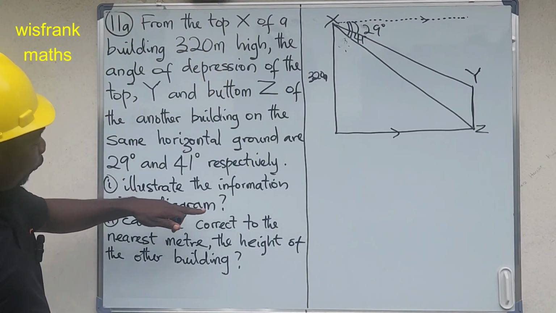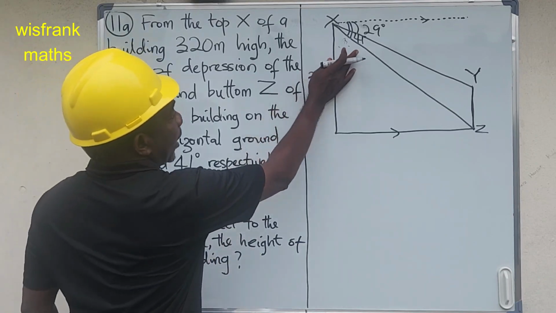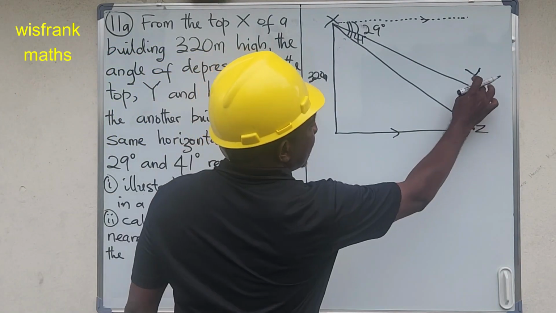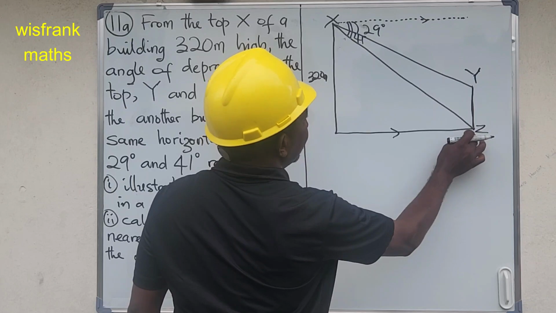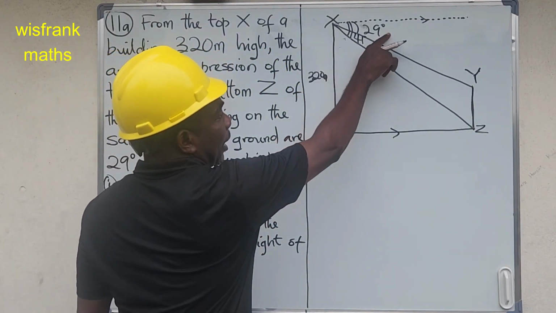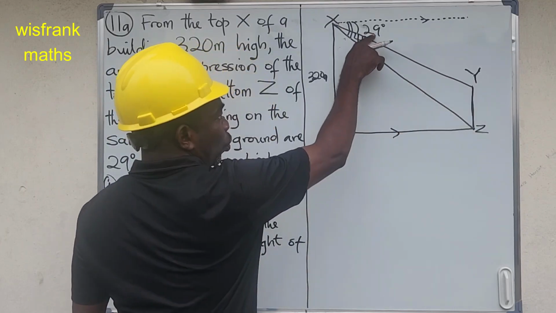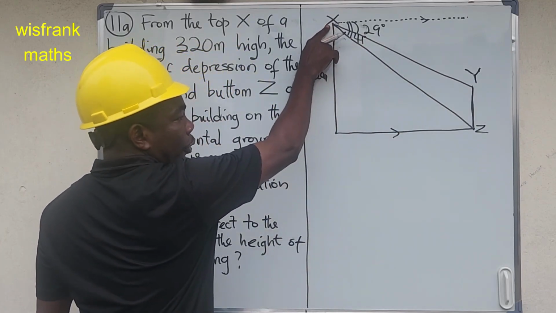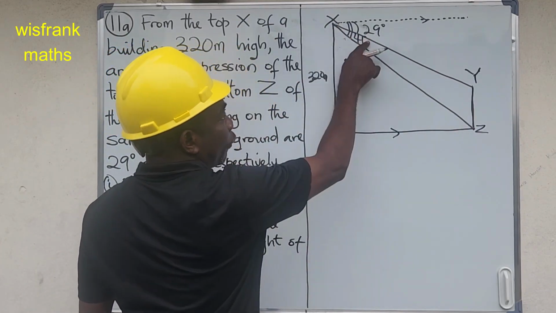You said illustrate the information in a diagram, so this is the diagram. We have found that this is the height of the other building, and this is the building which is 320 meters. The first angle of depression to the top, Y, is 29 degrees, and still from that point, to the bottom, Z, is 41 degrees.